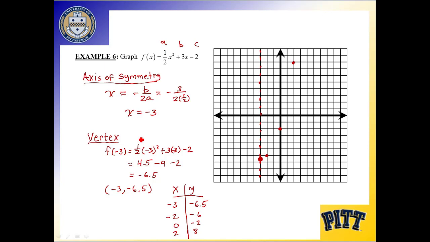And again, much like before, each one of those points should have a mirror image that's the same distance to the left of the axis of symmetry as these are to the right. So I would find out where their mirror images are. I see I have them written in orange up here. And then I would connect all the dots to get my graph.